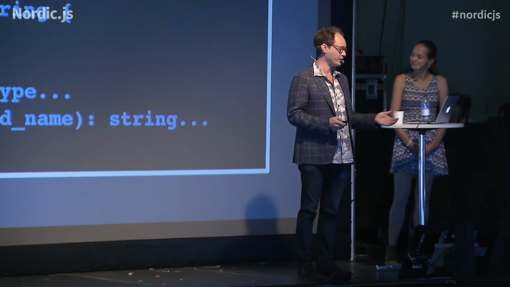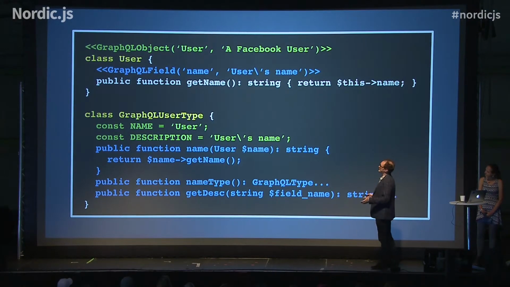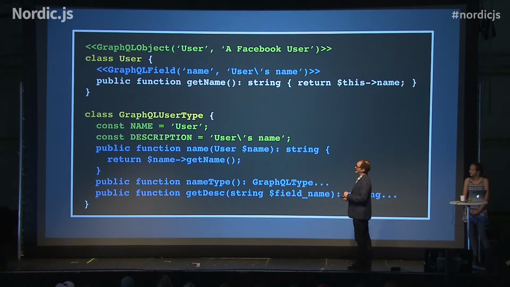So it effectively ends up looking like this. We take an annotated class called user. I'm just reformatting it, but this is basically the same code. And then based on those annotations, we create a new class called GraphQL user type or something akin that has all of this stuff just hard-coded in.